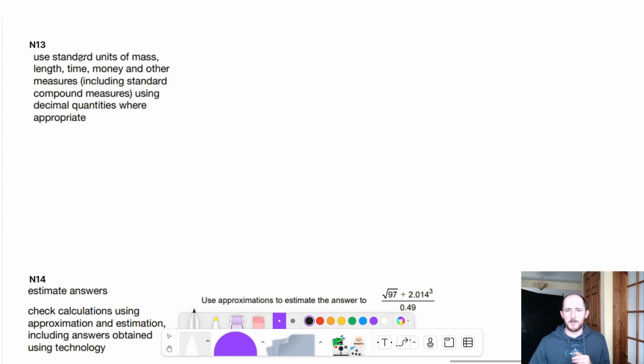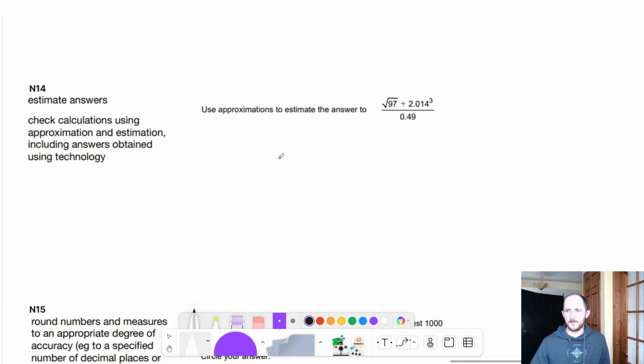Here, use standard units of mass, length, time, money, and other measures, including standard compound measures, while using decimal quantities where appropriate. So standard units of mass are going to be kg and g, so you need to be able to use them. Length would be meters, centimeters, kilometers. Time, seconds, hours, days, minutes. Money, pounds normally. Compound measures would be things like speed being meters per second, density being grams per centimeter cubed or kilograms per meter cubed, and you also would have acceleration as well. And pressure, that's the other one.